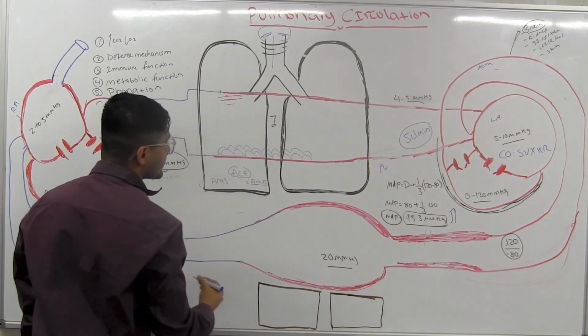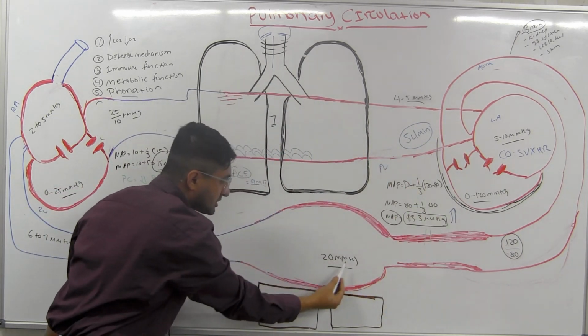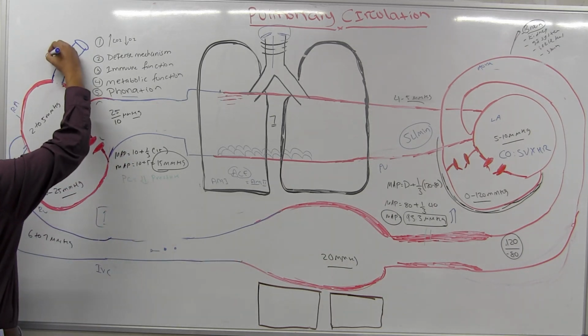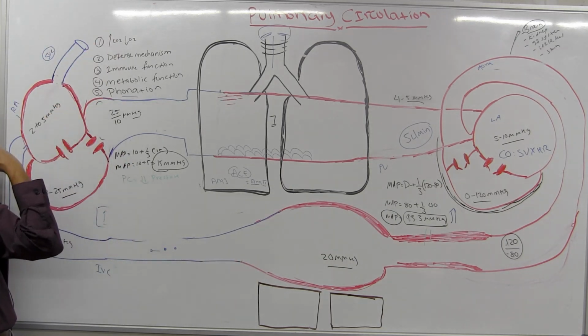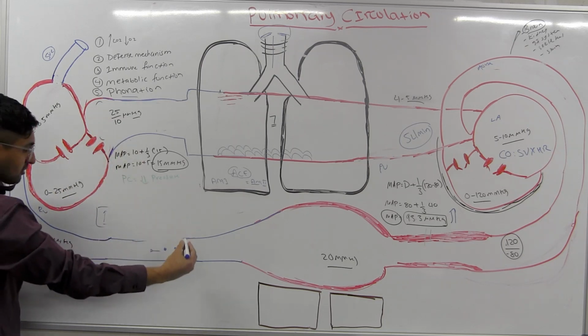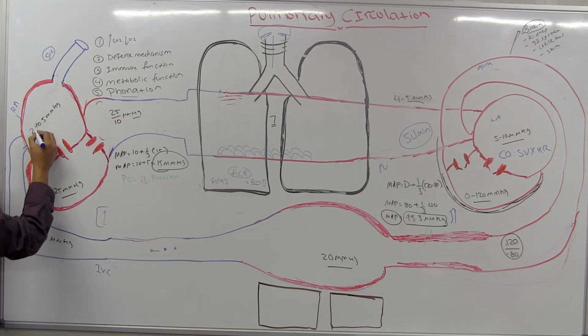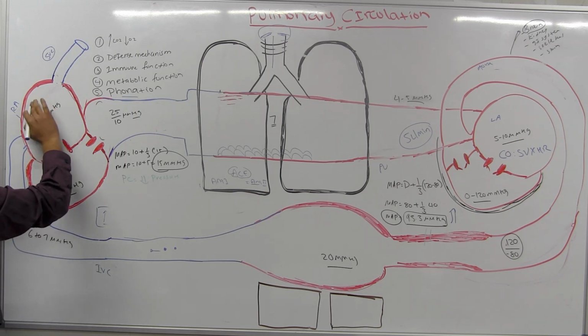What about the right side of the heart? All the blood from the systemic circulation comes back. The superior vena cava is bringing blood from your head and neck area, and all the blood from the lower part of your body is carried by the inferior vena cava, draining into your right heart, the right atrium, right?